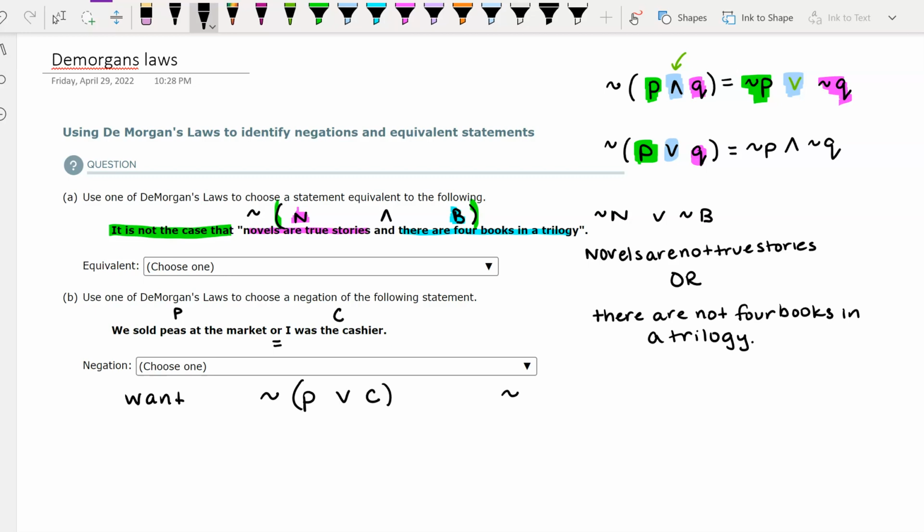So I'm going to negate both components, not P, not C, and I'm going to change my connector from or to and. So now we just have to write that in words. P was we sold peas at the market, so not P is we did not sell peas at the market. And then and, not C. So C was I was the cashier. So to negate that, I would say I was not the cashier.